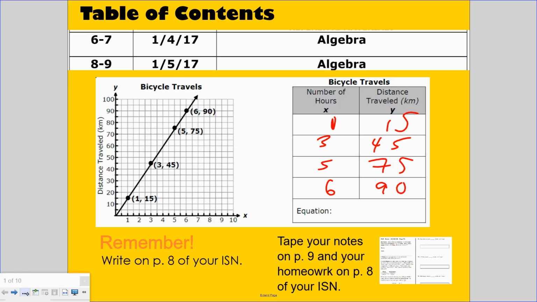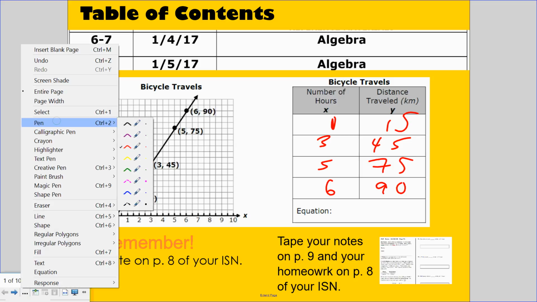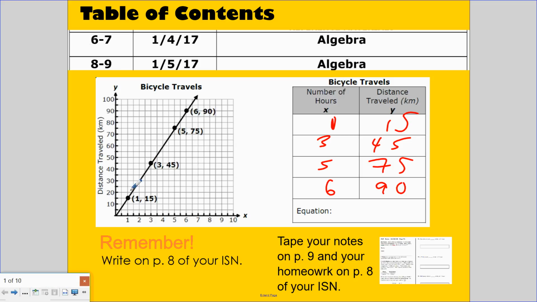So what is the relationship between the distance traveled and the number of hours? Is it additive or multiplicative? If it's additive, then I would have to add 14, 14, 14, 14. That doesn't work. So I believe it is multiplicative. I have to multiply the number of hours by 15 to find the distance traveled, because 6 times 15 is 90. So the equation is x times 15 equals y.